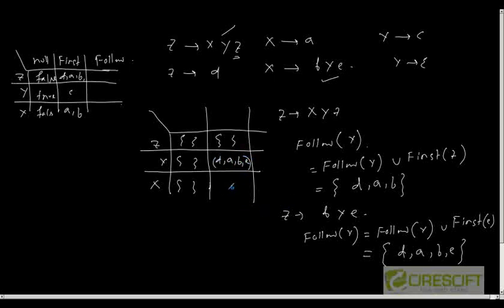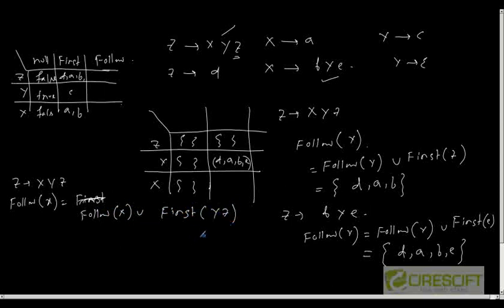Now let us try to calculate follow of x. Follow of x: we have two rules, so z as x y z, and I have z as, and follow of x anywhere else, no, so I have a single use. So I can say that follow of x will be follow of x union first of yz.